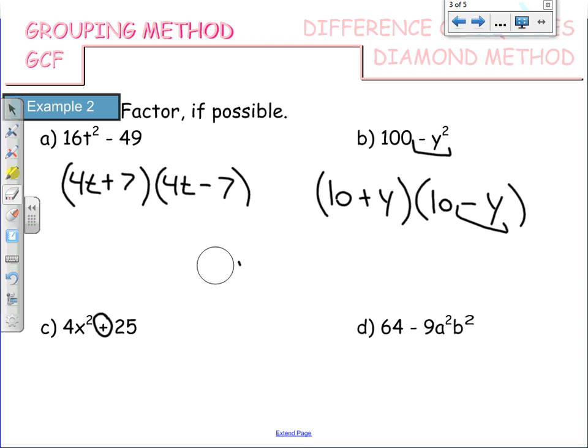You're right, because you can't get two positives that would multiply to be positive and add to be 0. Not possible. So if you see a plus sign, it's not a difference of squares. So it's not factorable. Matthew, please. 8 plus 3. Perfect.